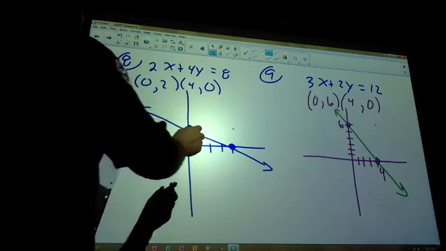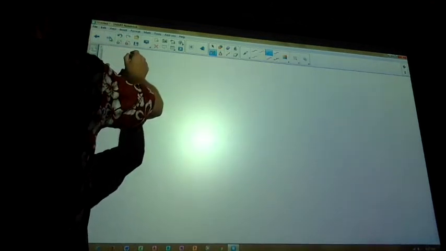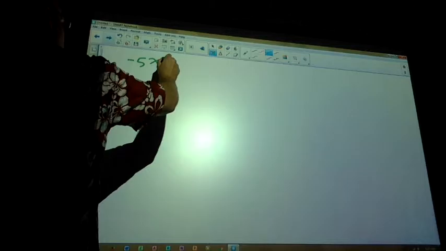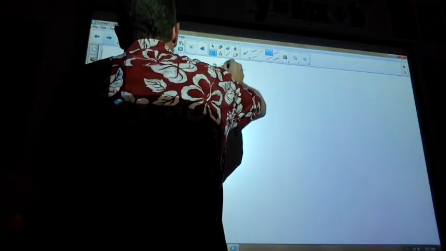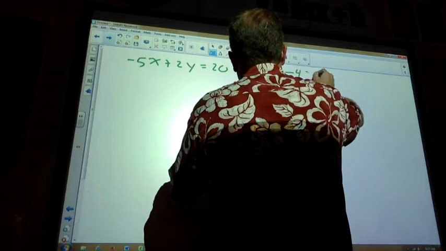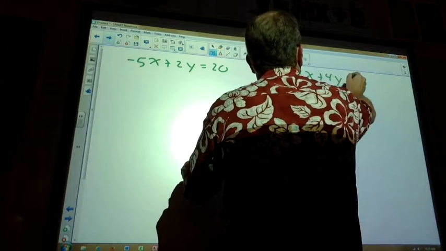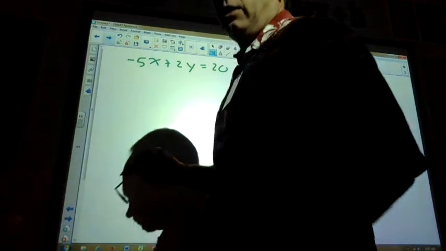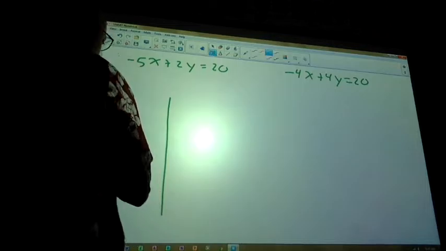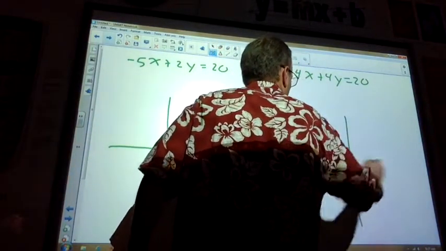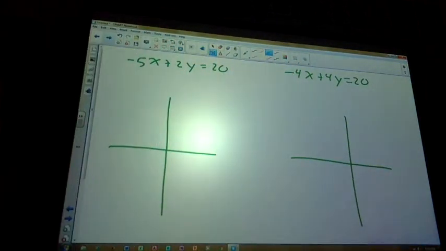May I undo this? So number 10, I have this. And number 11, I have this. Okay, so I would like somebody to talk me through how I'm going to graph the first one. Someone who doesn't talk often. If I were to use the cover method, what number am I going to plug in and where?